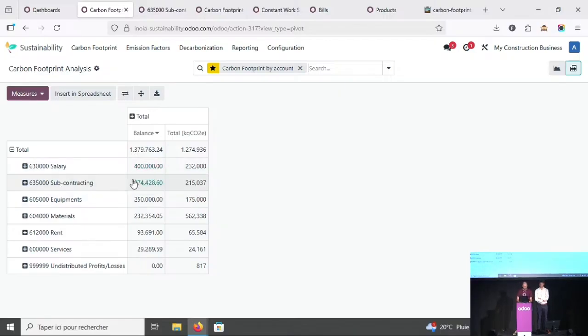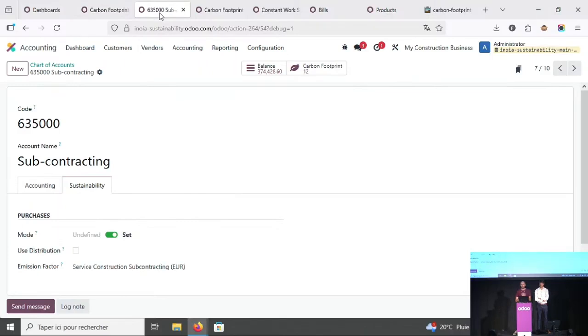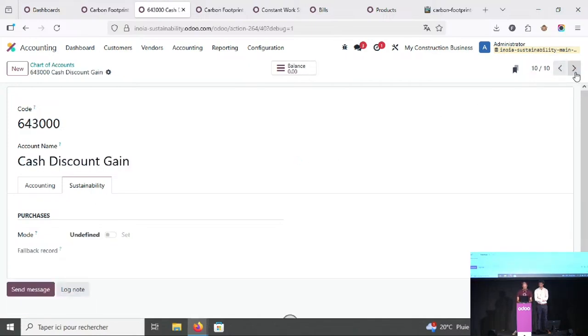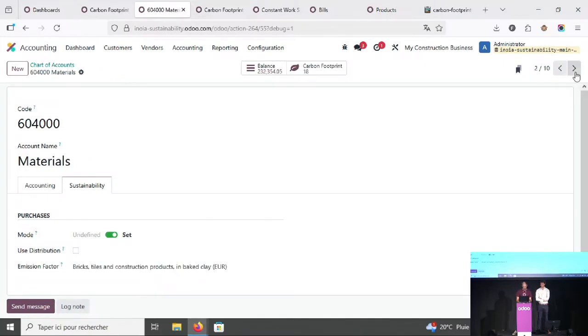I see subcontracting here. So going to the chart of account configuration, I will apply a dedicated emission factor. There is a specific tab dedicated to sustainability, and I will browse it for my main expenses. Here for subcontracting, for services, here materials. I'm using standard emission factors that are available by default in the system.